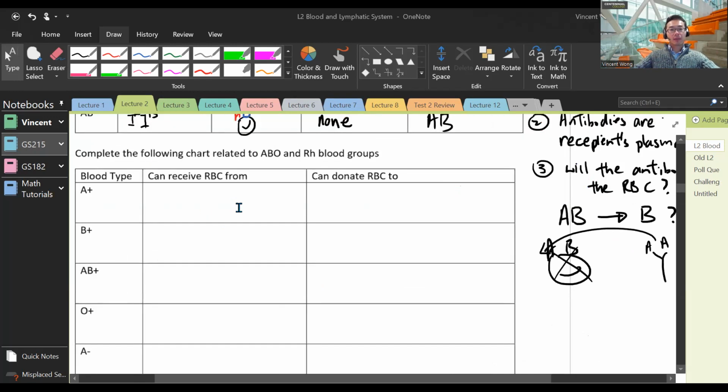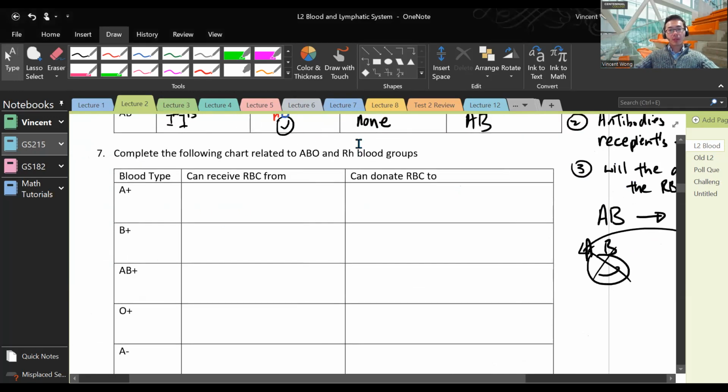So we will have to take a look here at what happens when you consider someone with the positive and negative blood group as well.